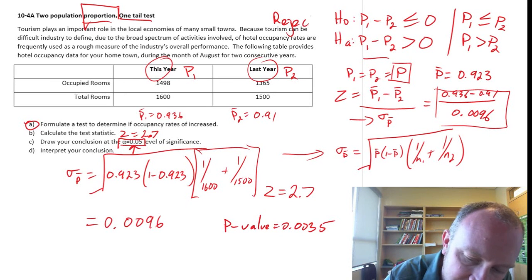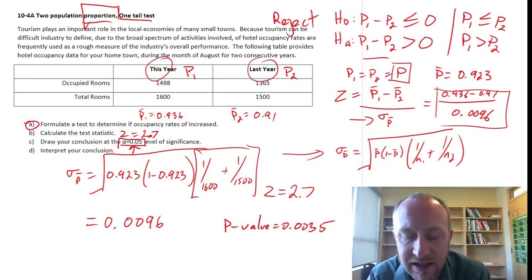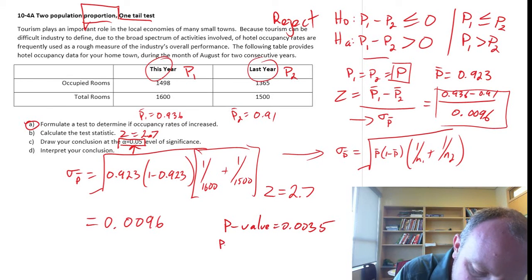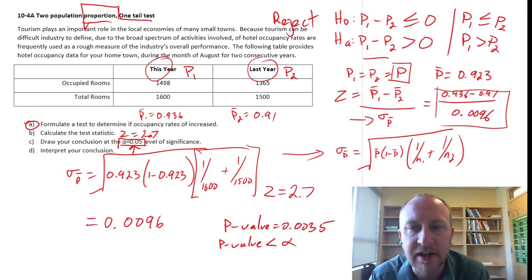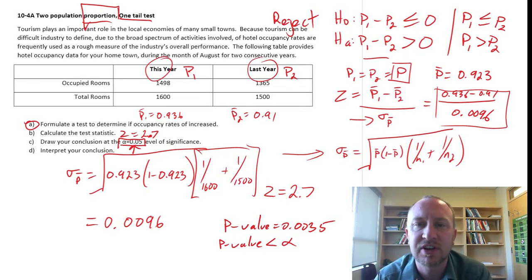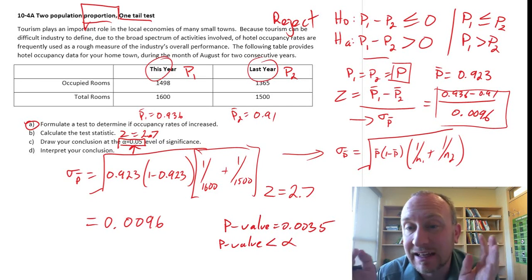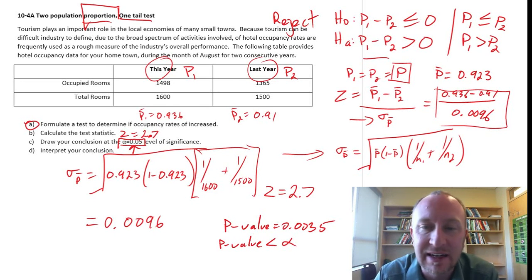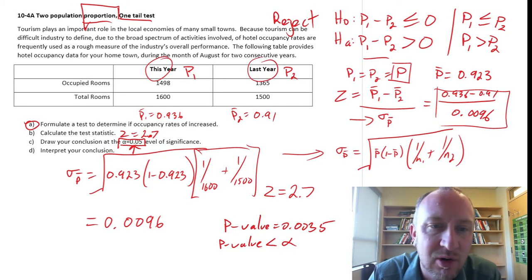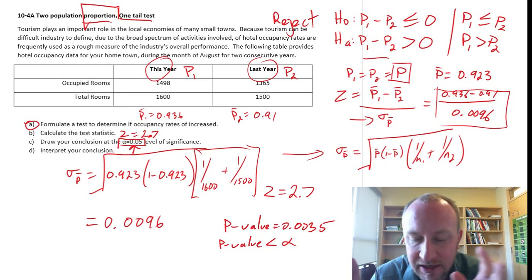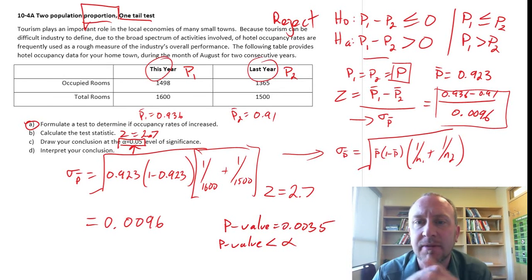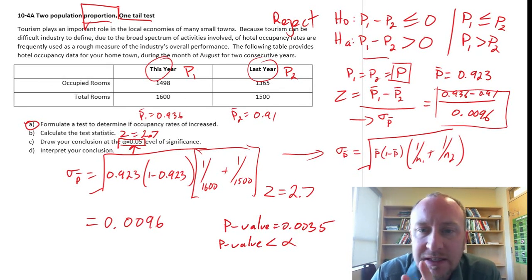Now comparing that to the level of significance that has been given, we can comfortably reject that null hypothesis because our p-value is less than our level of significance. So here we can reject it. I have sufficient evidence that supports the alternative hypothesis, meaning that it does appear as though we have seen an increase in hotel occupancy rates between these 2 months of August. Okay, so hopefully that all makes sense.